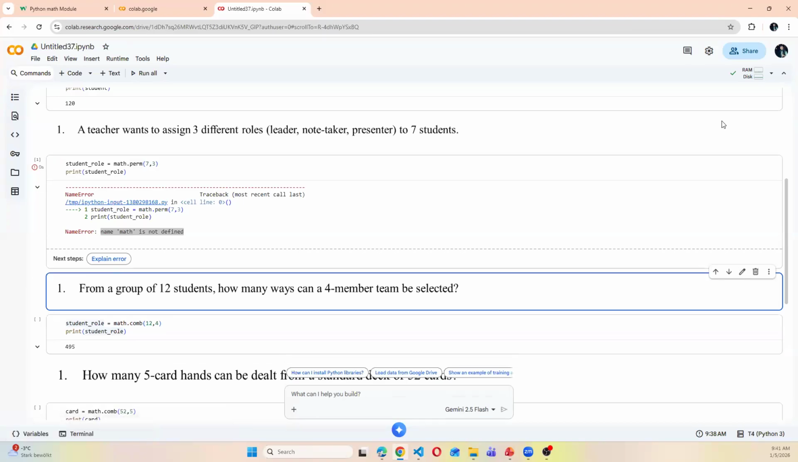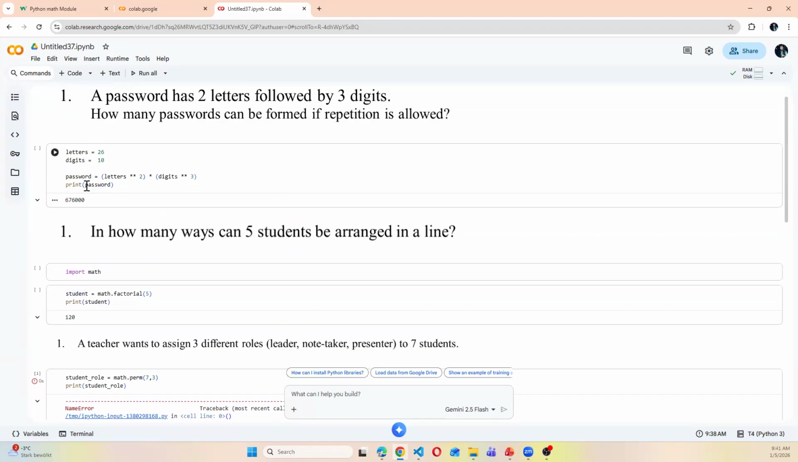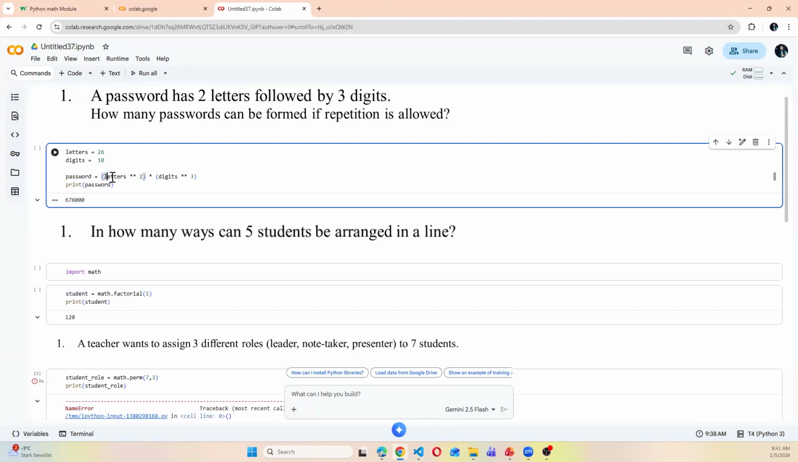Sorry, teacher. In the first question, factorial, you didn't write import math. Isn't that a problem? No, for this one I have just used mathematics.